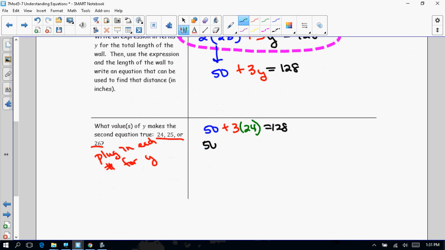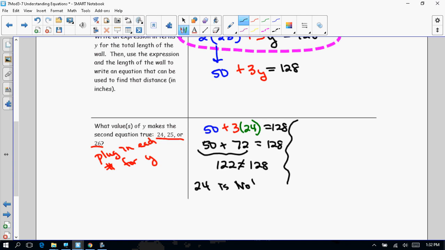So I have 50 plus 3 times 24 is 72. Does that equal 128? 50 plus 72 is 122. That does not equal 128. Okay, so 24 is not a solution. It didn't make it true on both sides.